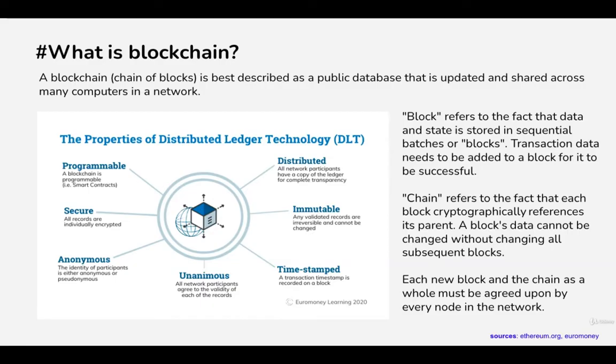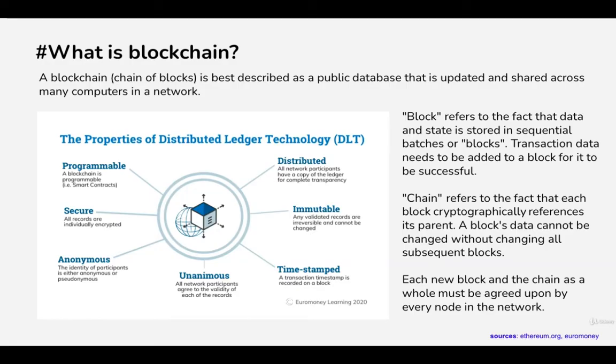In this lecture, we'll be discussing what is blockchain. A blockchain, as in chains of block, is best described as a public database that is updated and shared across many computers in a network. A blockchain is regarded as a distributed ledger technology, DLT.